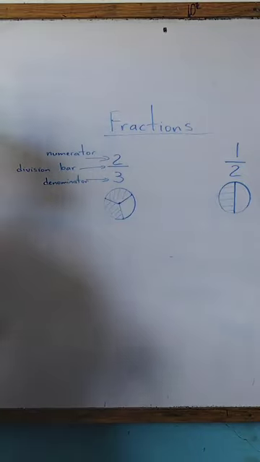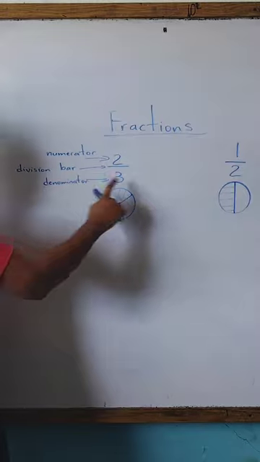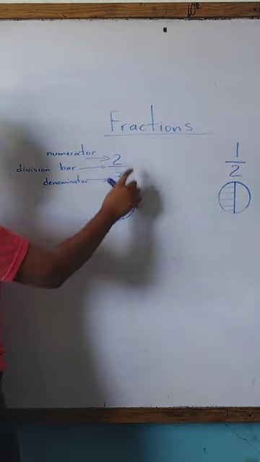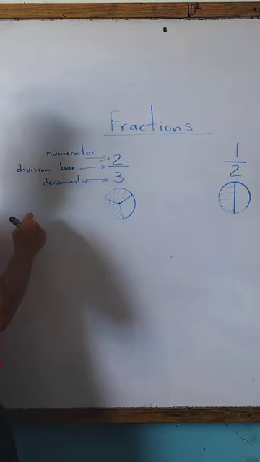Now that is what the fraction actually represents, that I have a part of a whole that was divided into equal pieces, where the denominator tells us how many pieces it is divided into. The numerator tells us how many pieces were taken from that.